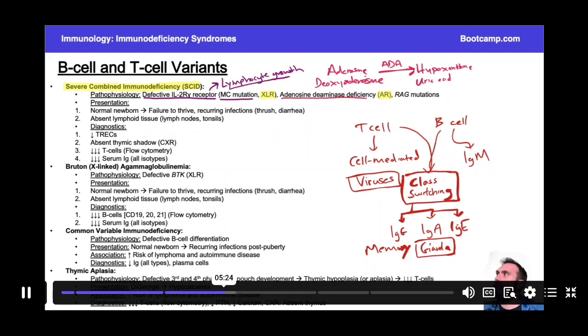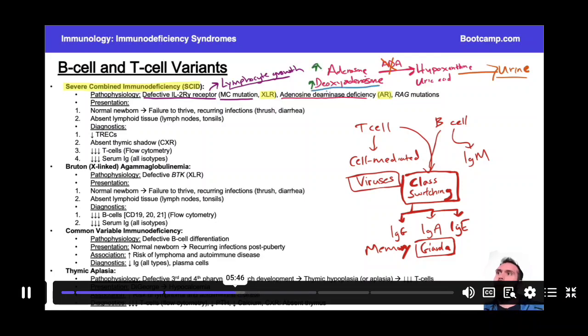And the whole point of this is so that we can eventually excrete these substances in the urine, kind of as waste products. So these can get excreted from the body. This is part of your purine metabolism, purine breakdown. Now the thing here is, if I don't have adenosine deaminase, for whatever reason, I'm going to have a buildup of deoxyadenosine and a buildup of adenosine.